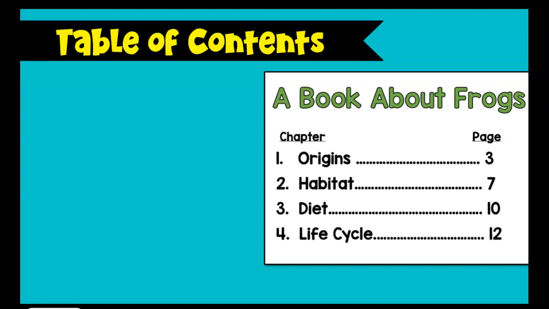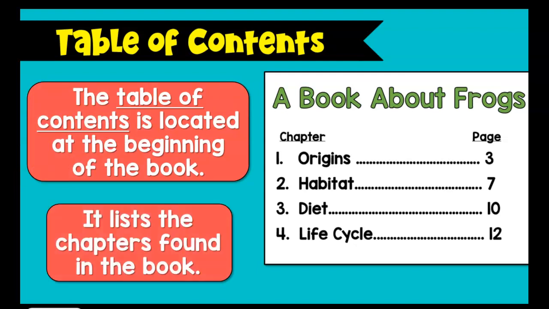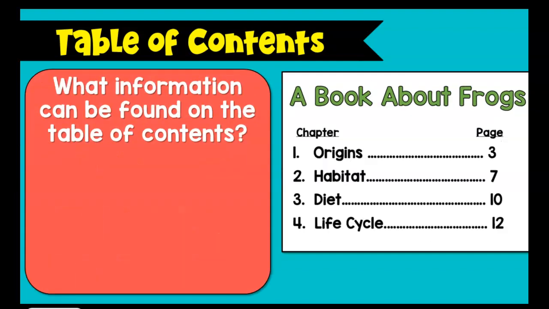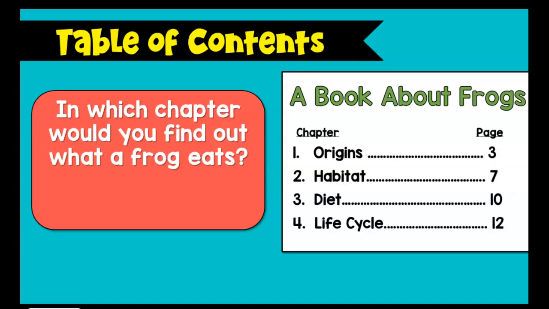All right, so our second one is table of contents. This is a book about frogs, so chapters 1 through 4, and we have pages on the right side of it. So the table of contents is located at the beginning of the book. It lists the chapters found in the book. Information that can be found on the table of contents would be the name of each chapter and the page number where each chapter begins.